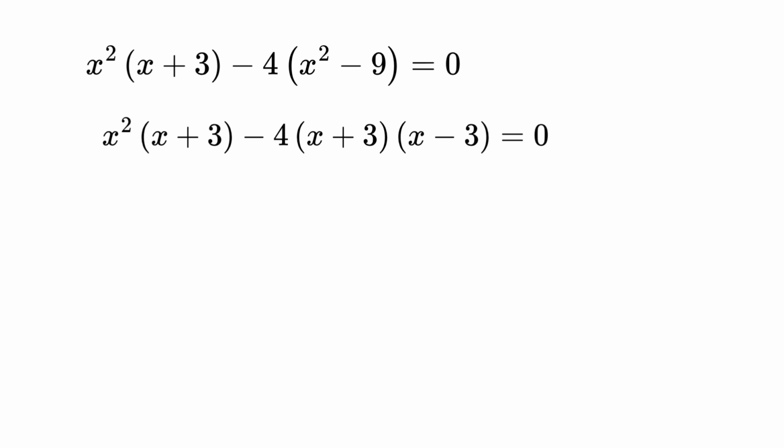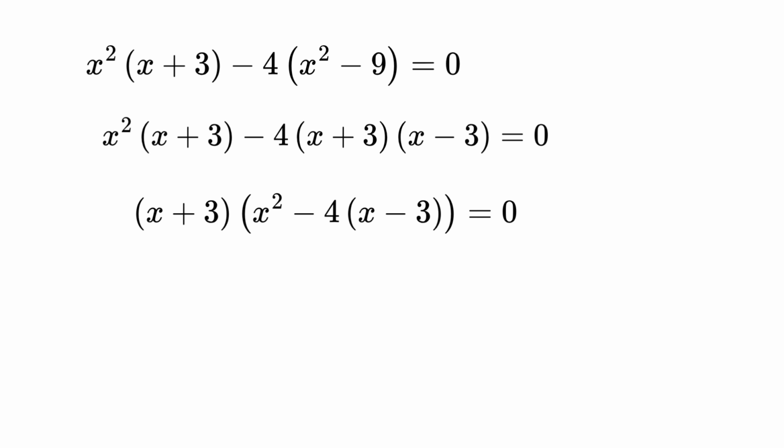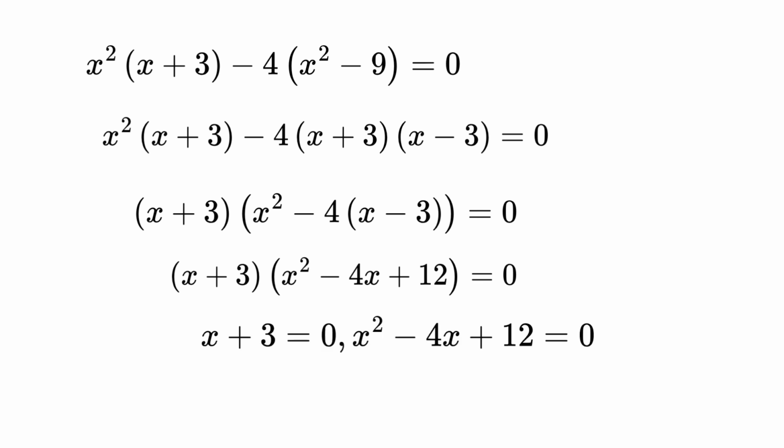So now take x plus 3 as common, then we get x plus 3 into x square minus 4 into x minus 3 is equal to 0. Here inside, 4 can be multiplied, so we get x plus 3 into x square minus 4x plus 12 is equal to 0. So here x plus 3 is equal to 0 and x square minus 4x plus 12 is equal to 0. x is equal to minus 3, so we have got the second answer also.